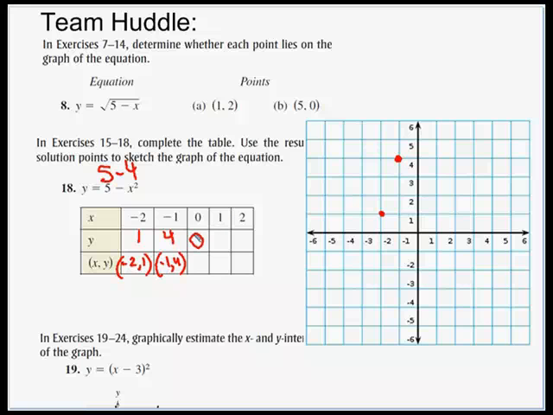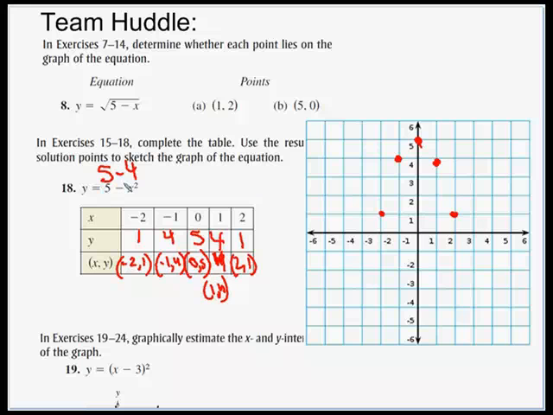Next, plug in 0. 5 minus 0 squared is 5 minus 0, or 5. 0 comma 5 is a point. Left and right 0, up 5. Next, x is 1. 5 minus 1 squared is 4. Over 1, up 4. Plug in the 2. 5 minus 2 squared is 5 minus 4, or 1. 2 comma 1. That should have been 1 comma 4. So 2 comma 1, over 2 up 1.